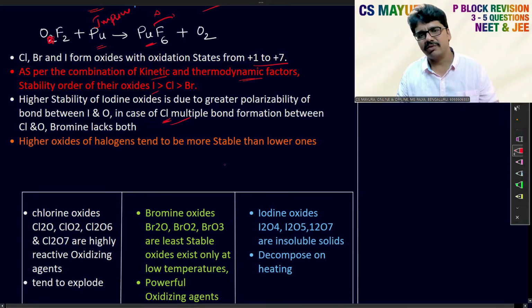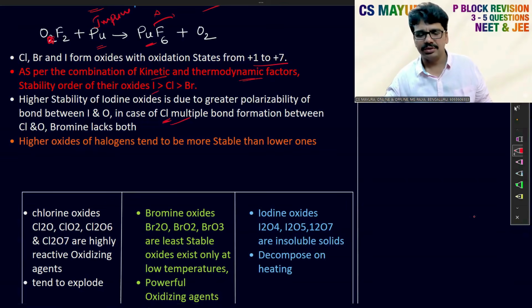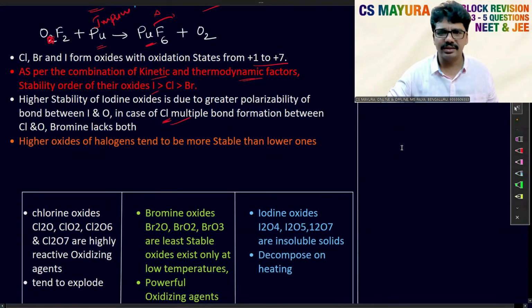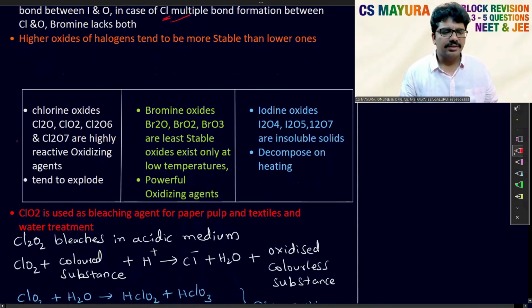Oxides with +7 and +5 compounds are more stable compared to +1 and +3. So these statements are very important because they may ask as statement questions or assertion reason questions. Next, here in chlorine oxides, Cl2O, ClO2, Cl2O6, Cl2O7, these oxides are given in NCERT.